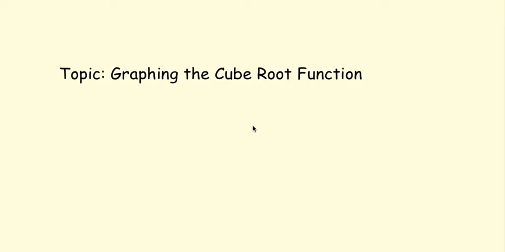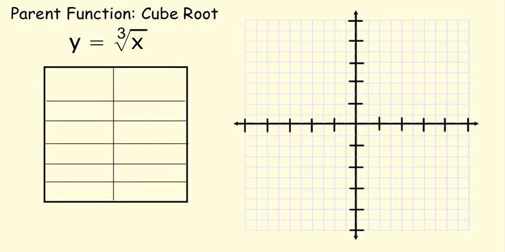Here is a lesson on graphing the cube root functions. We'll start off by graphing the parent function for the cube root. So we have our relation, y equals the cube root of x. We're going to go ahead and create a t-chart, so x and y. Remember to find the ordered pairs. We're going to evaluate for different x values.